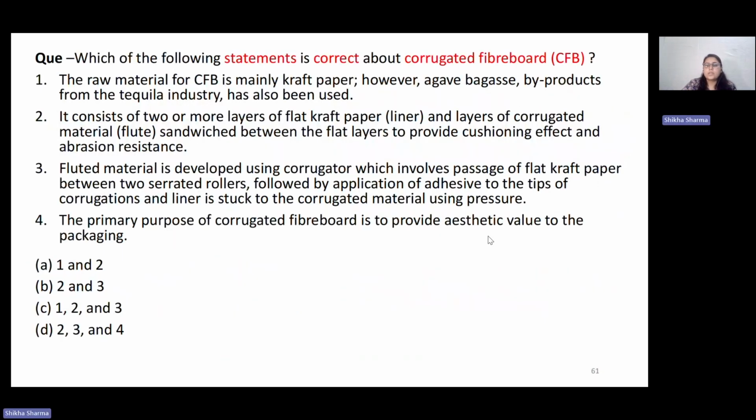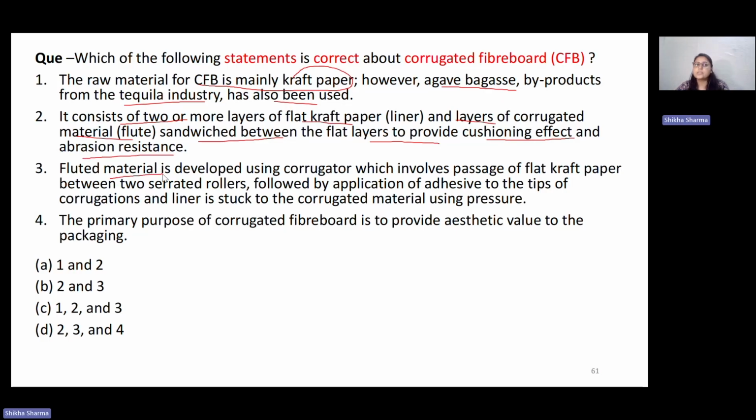Okay, so this is the last question for today. Which of the following statements is correct about corrugated fiber boards? The raw material for CFB is mainly kraft paper. However, agave bagasse, a byproduct from the tequila industry, has also been used. It consists of two or more kraft paper liners and layers of corrugated material, the fluting, sandwiched between the flat layers or liners to provide the cushioning effect and abrasion resistance.